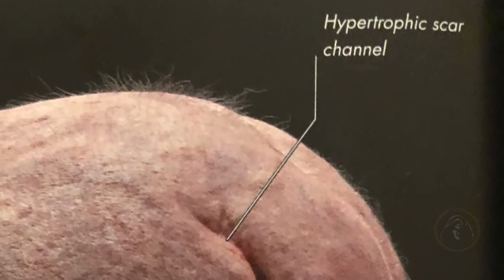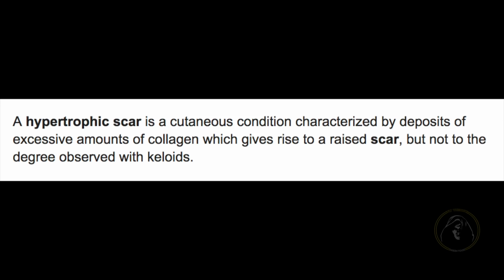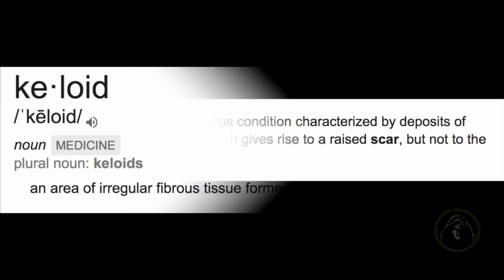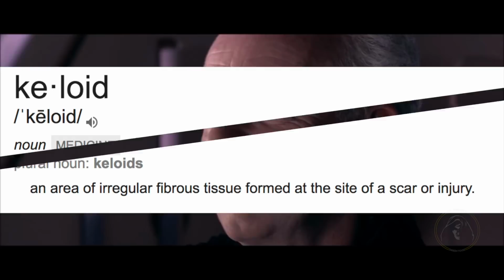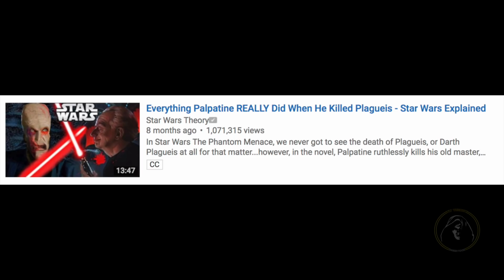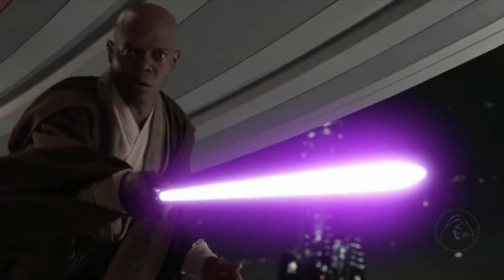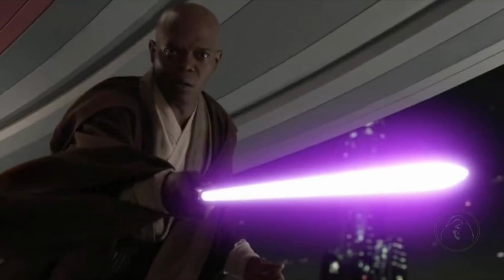Now, a hypertrophic scar is a cutaneous, which means skin, condition characterized by deposits of excessive amounts of collagen, which gives rise to a raised scar, but not to the degree observed with keloids. Like keloids, they form most often, now get this, at the sites of cuts and burns. Now, I'm not trying to start anything or any rumors here, but force lightning would cause a massive cut and burn. Then again, so would so many other things, such as a lightsaber or even a blaster. Let's move on, shall we?